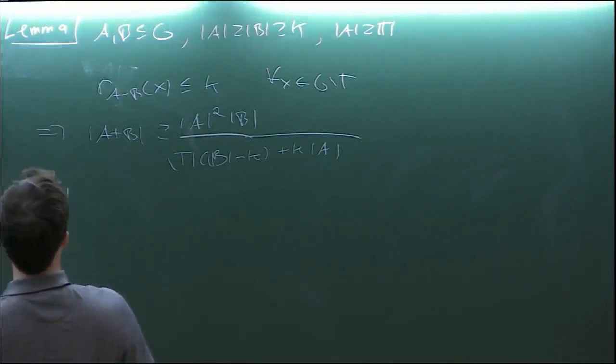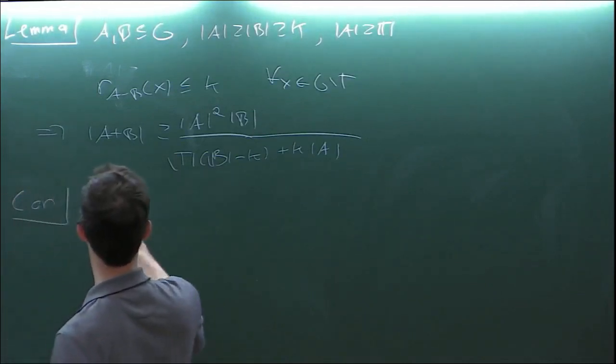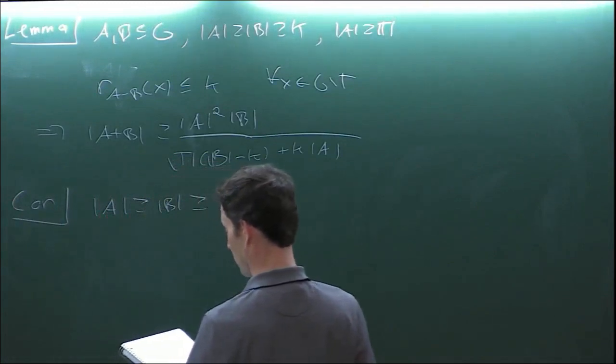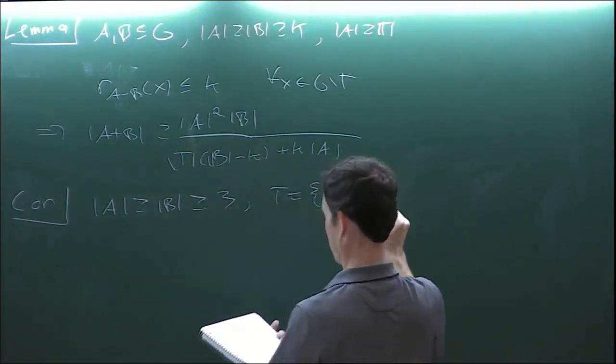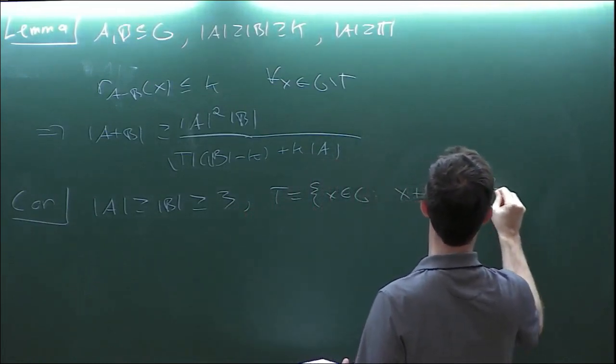And the corollary we're going to need is this. Let's suppose A is bigger than B, which is at least 3. I'm going to let T be all the elements that translate B into A.